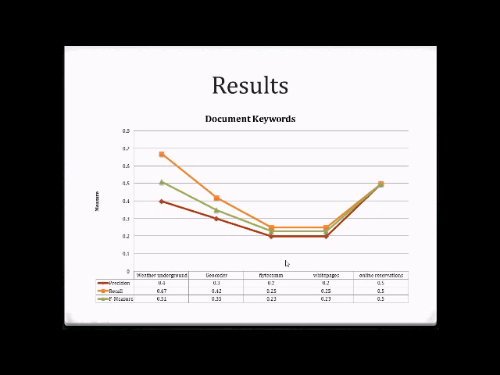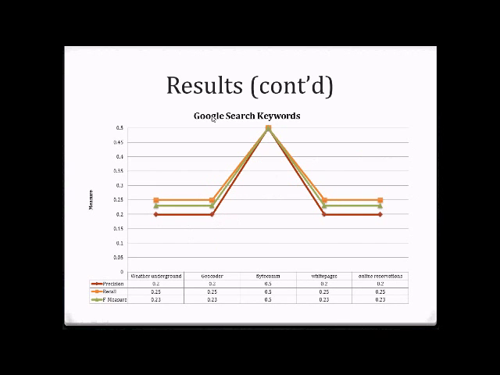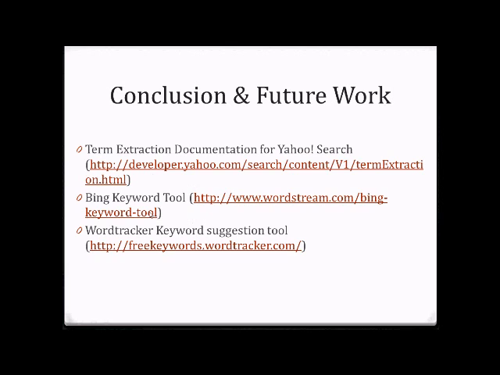Document keywords. If you could observe the graph, the performance of the document keywords on all URLs is seen. Next, social annotation. If you could observe the graph, the performance of social annotation on all the URLs is seen. Google search keywords. If you could observe the graph, the performance of Google search keywords on all the URLs is seen.